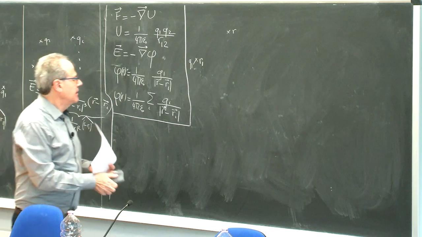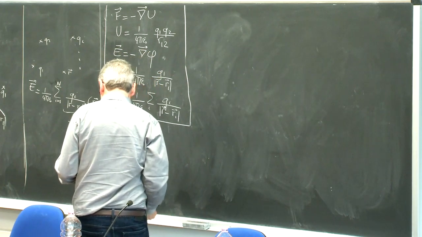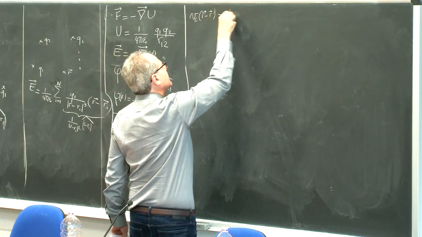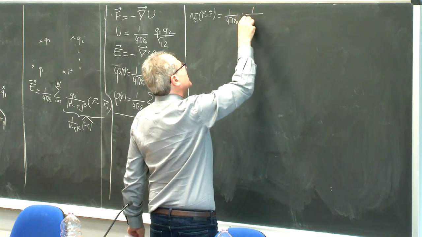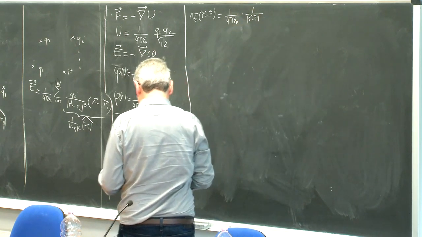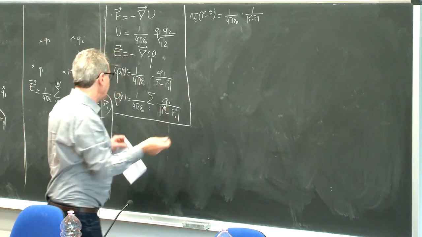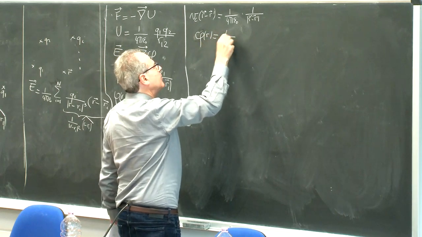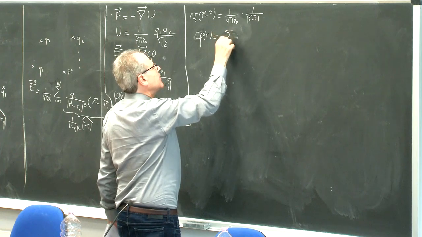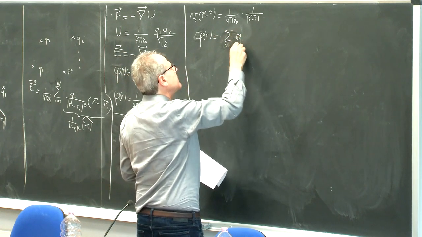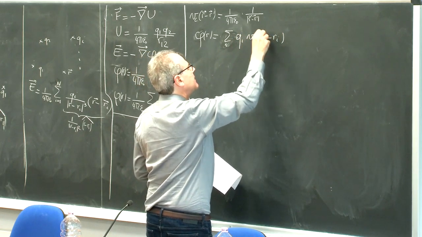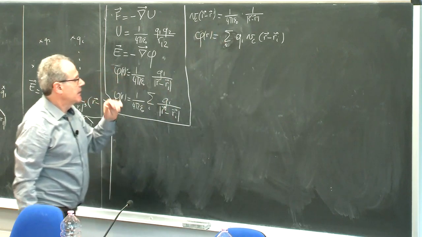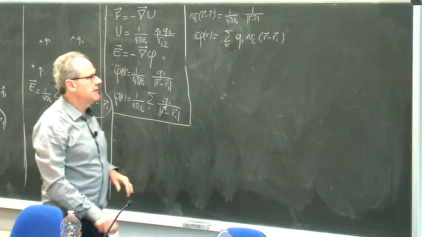So, and this is something quite important, if I define Vc of R minus R prime equals 1 over 4 pi epsilon 0, 1 over |R minus R prime|, you see that this formula tells you that phi of R is equal to 1 over 4 pi epsilon 0, sum over i of Qi Vc of R minus Ri, right? Because this term, 1 over 4 pi epsilon 0 |R minus Ri|, is just this. So phi of R is just the sum over i of qi Vc of R minus Ri.